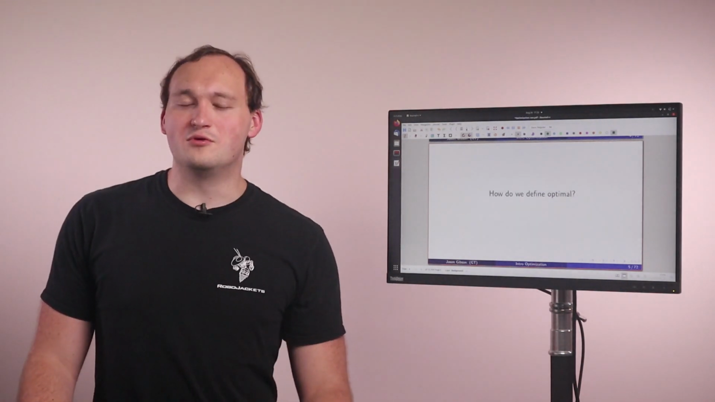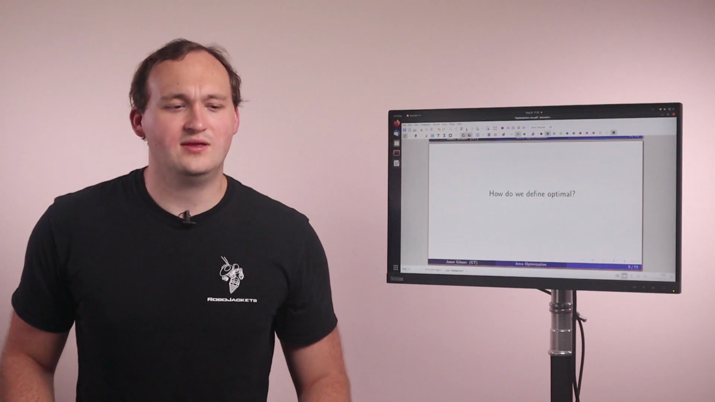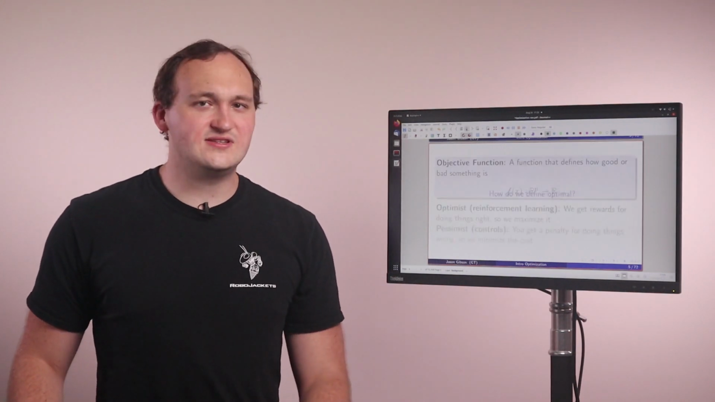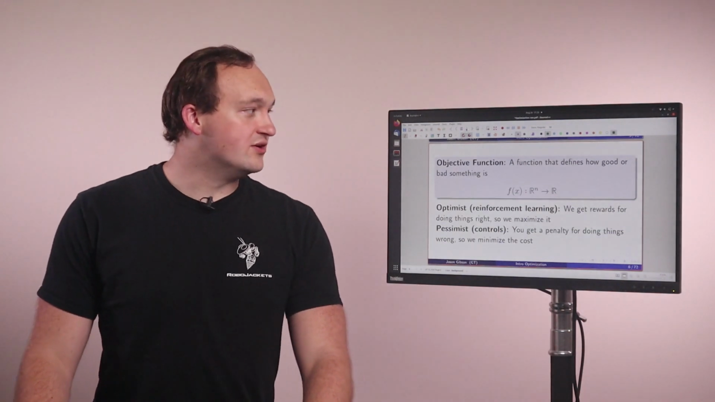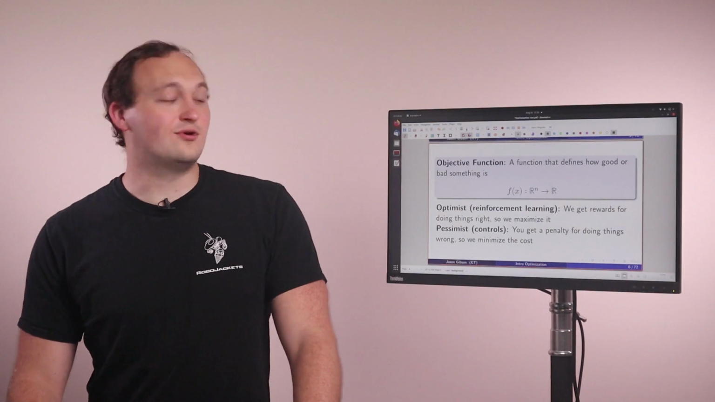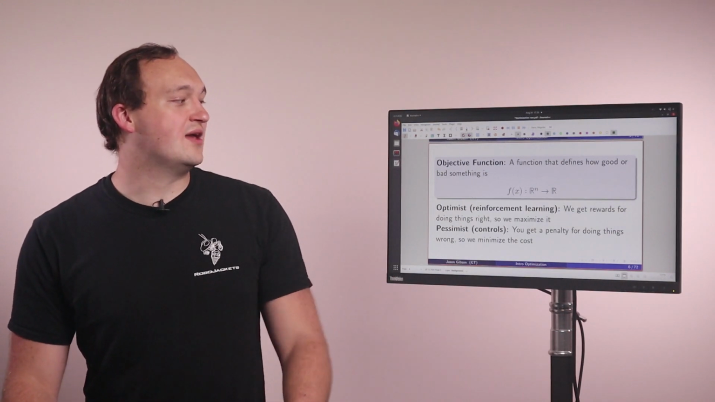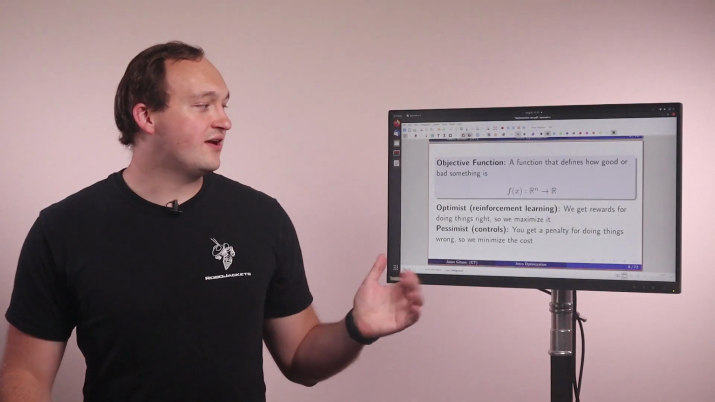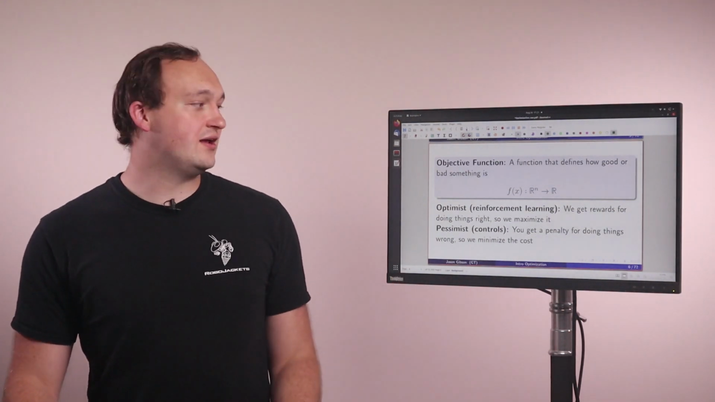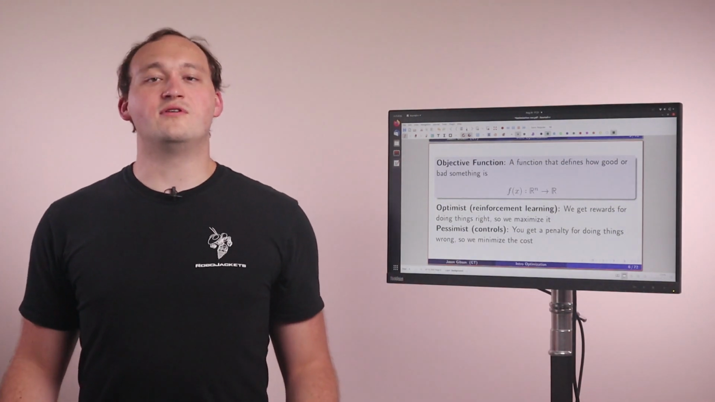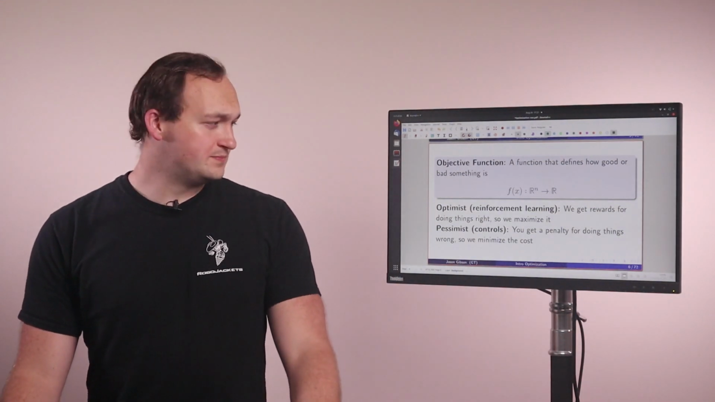I've said optimal or best a lot, and I've been vague about what that means because I haven't really defined it. So what does it actually mean? Usually we have this thing called an objective function, which is the thing that defines how good or bad something is. So we have this f of x, which represents our objective function. It's a mapping from our state vector, or some vector that represents our state, to R. So this is just saying some real number that represents how good or bad we are.